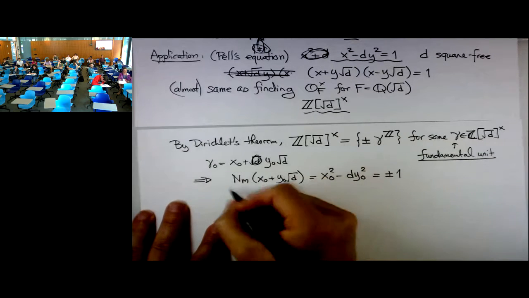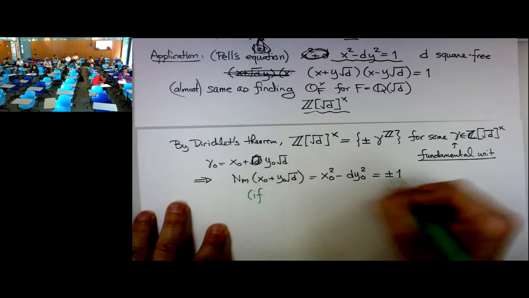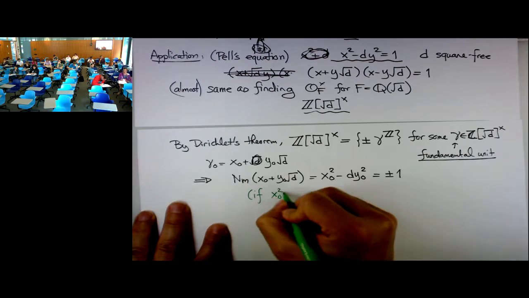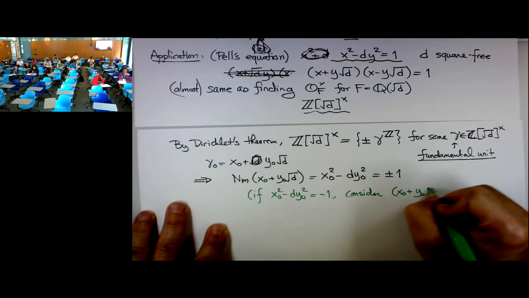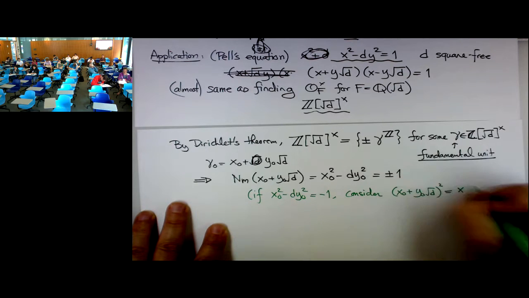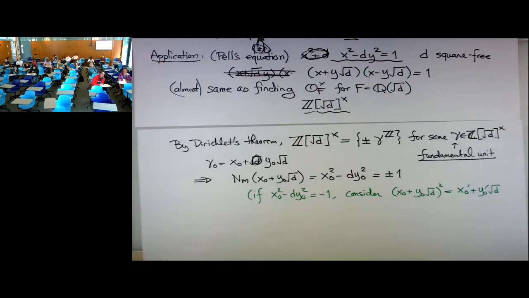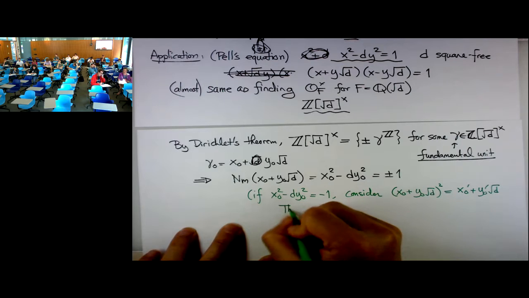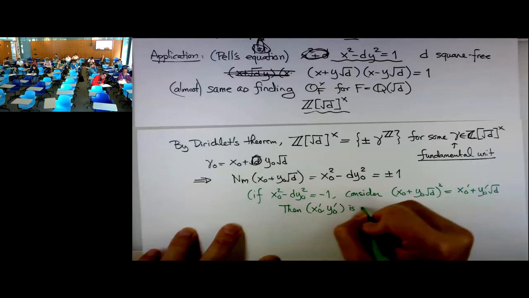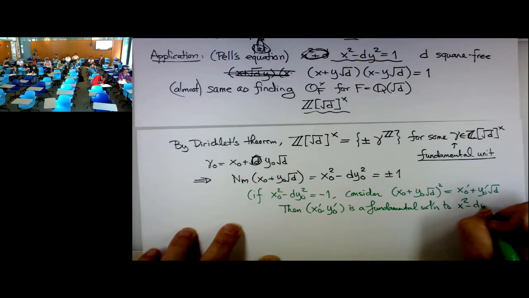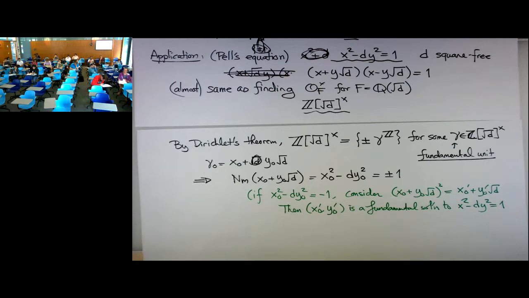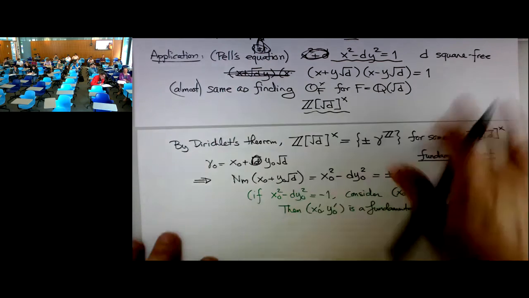So this can happen, that x squared minus d y squared is equal to negative 1. But if that's the case, I can consider the square of the fundamental unit. Let me just write it in. You take a square and you combine the terms, and then x squared is a fundamental solution. Basically, if you have something which solves the negative one Cauchy equation, just square the solution, and it will definitely solve the Cauchy equation.